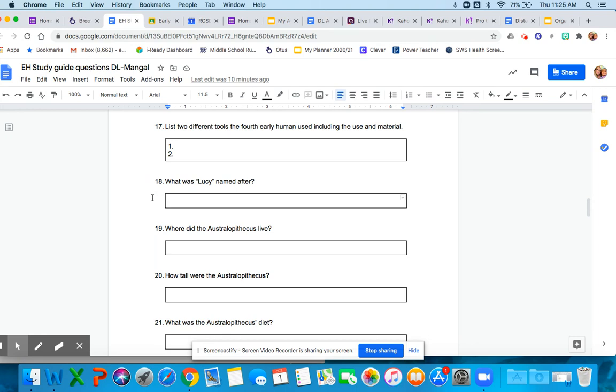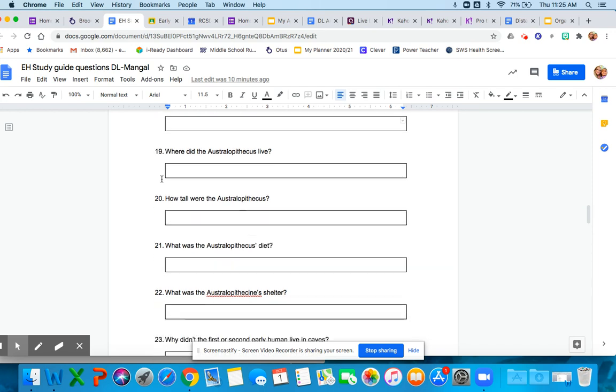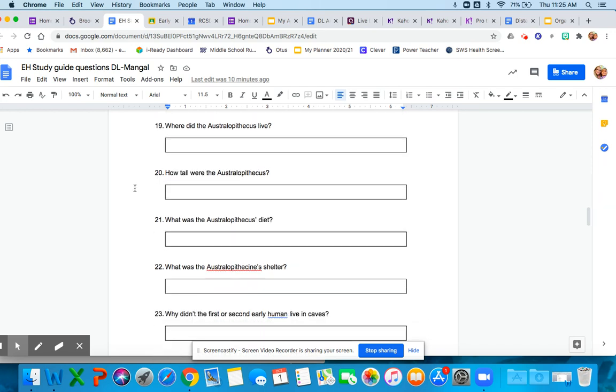All right, number 18. What was Lucy named after? So Lucy was named after a Beatles song called Lucy in the Sky with Diamonds. And 19, where did the Australopithecus live? They lived in southern and eastern Africa.